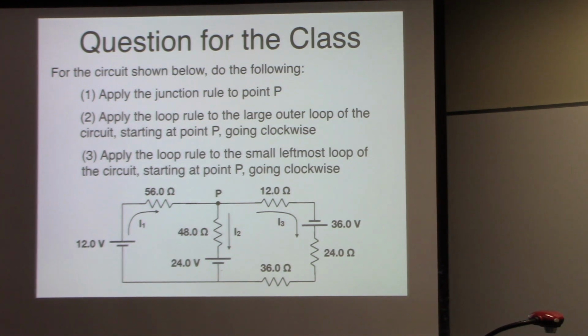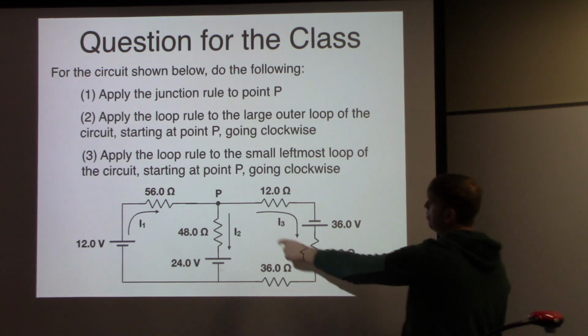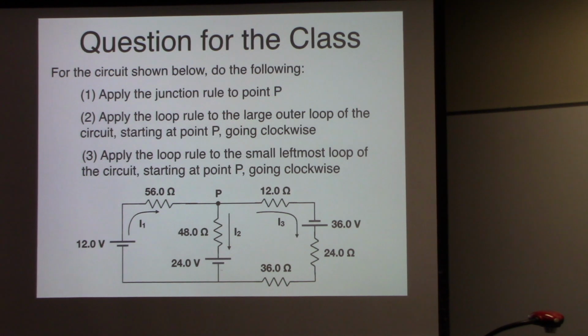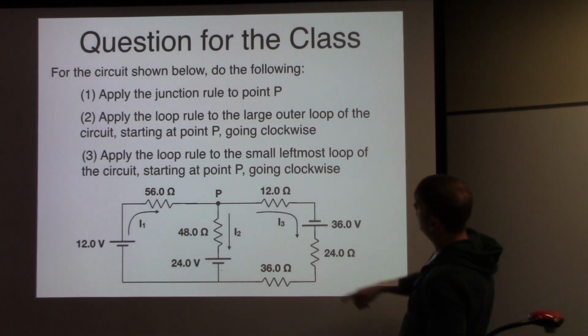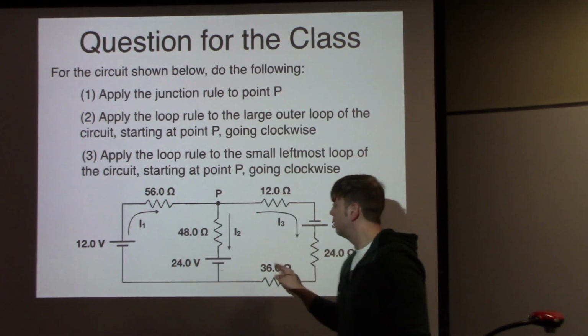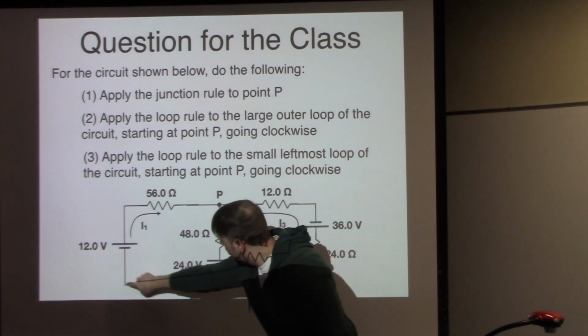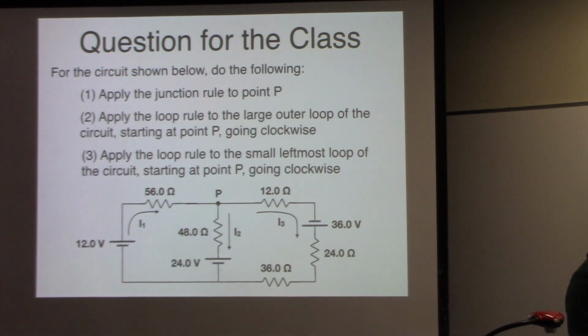So in this question, we have a circuit shown on the bottom, and we're going to do the following things to the circuit. In step 1, apply the junction rule at point P, so we come up with an equation by applying the junction rule at point P. The second thing is to apply the loop rule to the large outer loop of the circuit, starting at point P, going clockwise. So we start here, go all the way around the outer loop, and then come back to point P. That's going to be number 2.